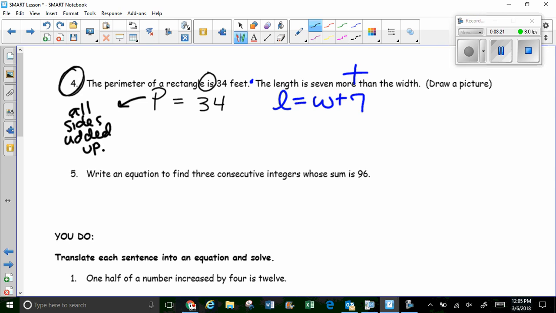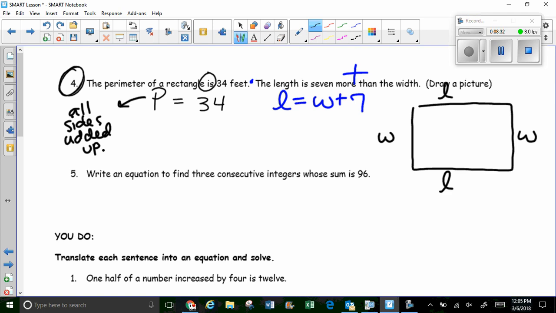So let's go ahead and draw ourselves a rectangle. And I know a rectangle has widths and it has lengths. But this one has a special relationship between the length and the width. It tells me that the length is 7 more than the width. So I'm going to go ahead and replace the length with W plus 7. And what that's going to do is give me one variable to work with. So I just write that L equals W plus 7.